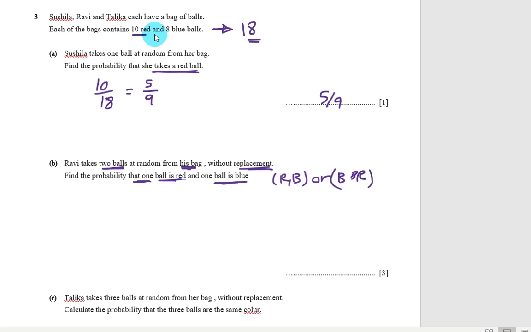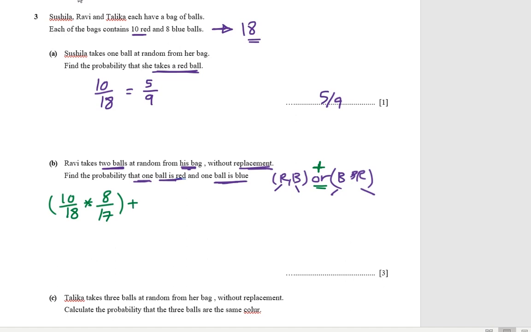and red. The first one will be red and the second one will be blue, or he collects blue the first time and then red the second time. Or here in this equation, or means plus. So let us write: the probability of red is 10 over 18, right? Multiplied by the probability of blue, 8 divided by 17. Why 17? Because he already collected the first ball, so the remaining in the bag will be 17.